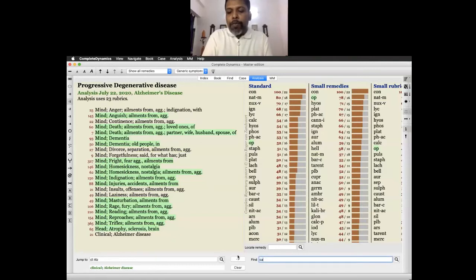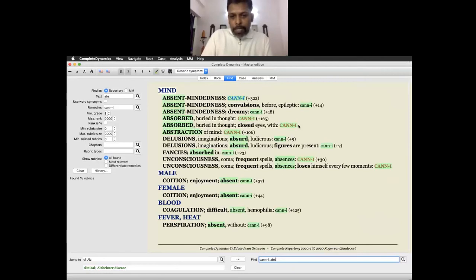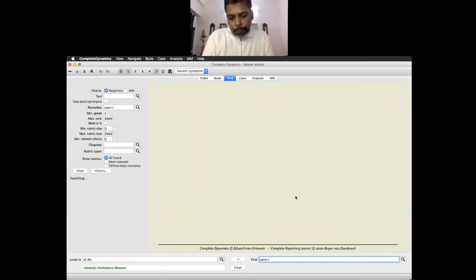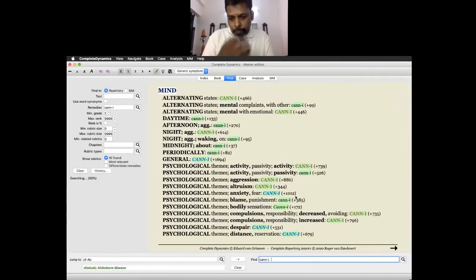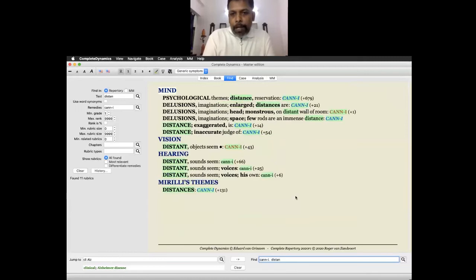I'll just show you some of the delusions or the state of Cannabis indica. They're always absorbed in thoughts, abstraction of mind is there, all these things are there. They're absorbed in their fancies as such. Along with that, you can see exaggeration of distance, and all the exaggerations as such. Things are enlarged, things seem to be distant, and exaggeration and inaccuracies are seen. In the same way, time also.